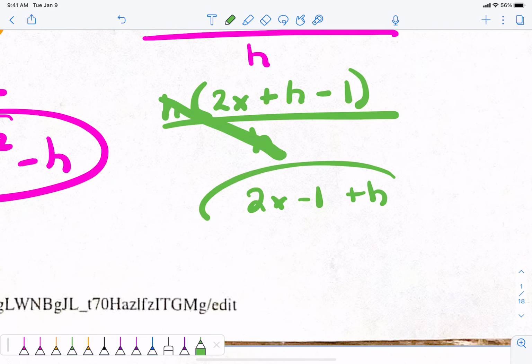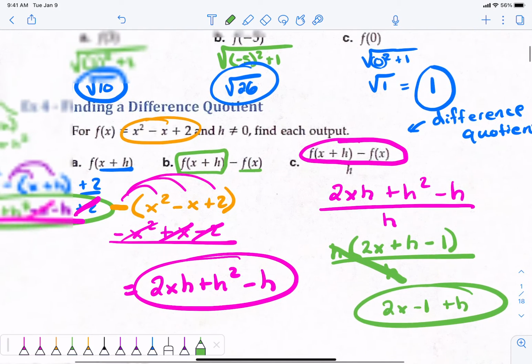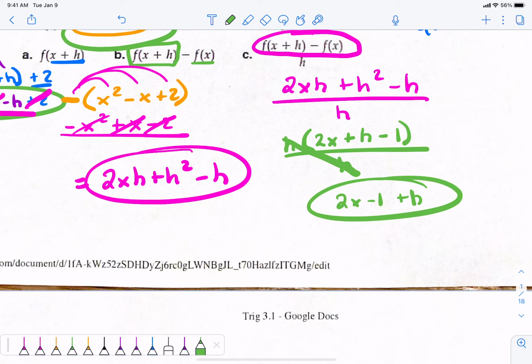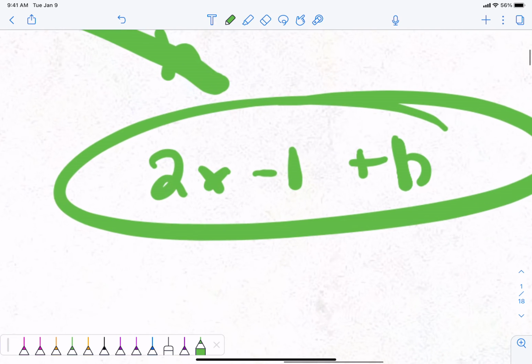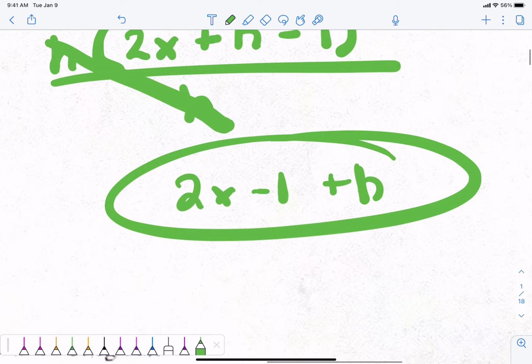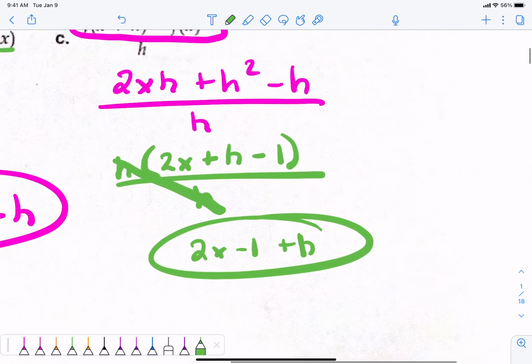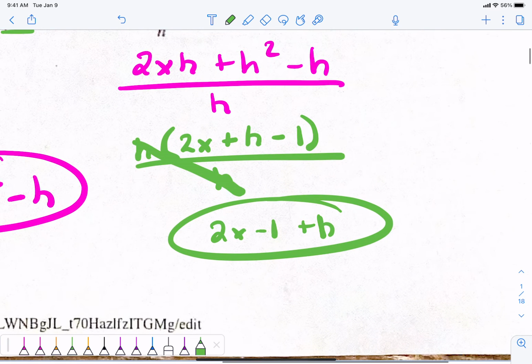Because the derivative of this thing is 2x minus 1, because we plug 0 in for h, but that's finding the limit, and we don't have to do that here. So it's just 2x minus 1 plus h, or 2x plus h minus 1. That's the difference quotient, our final answer. This is the proper way of writing it: 2x minus 1 plus h. We usually write the h at the end because we end up plugging 0 in for h anyway when we have calculus.